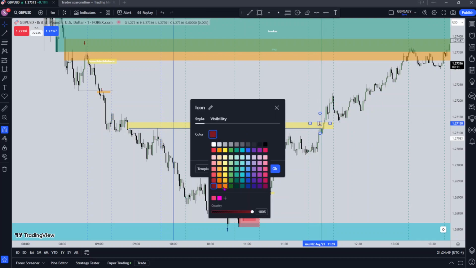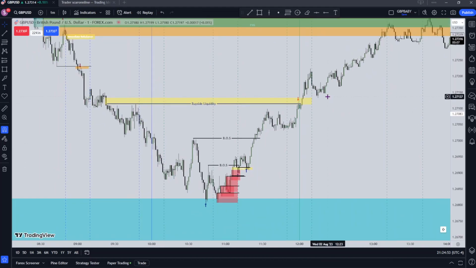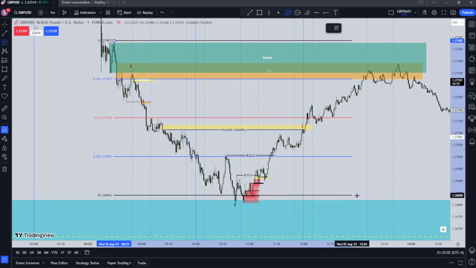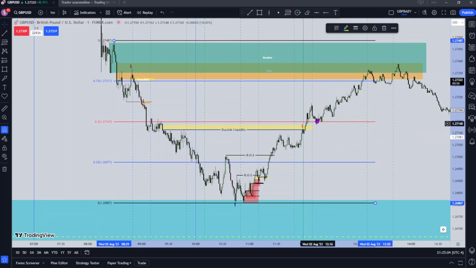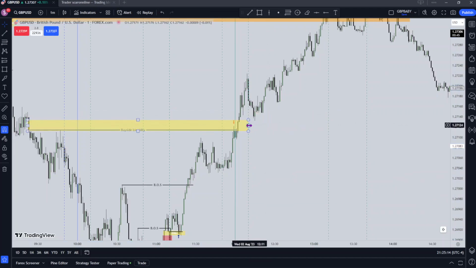So I'll make that orange, and then remember at 50% of a range, what do we anticipate? A run on stops. I'll say that again. At 50% of a range, we anticipate a run on stops. What do we see happening here? A run on stops. We come down, take out this sell side, and then what happens? Continue higher. You can't make this up, guys.